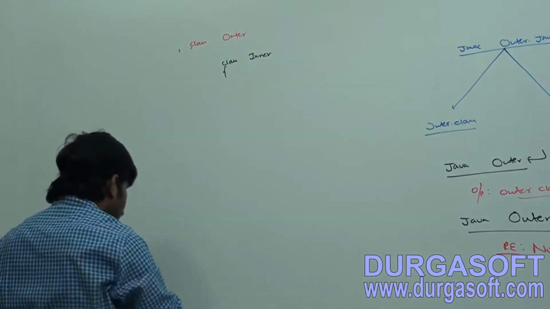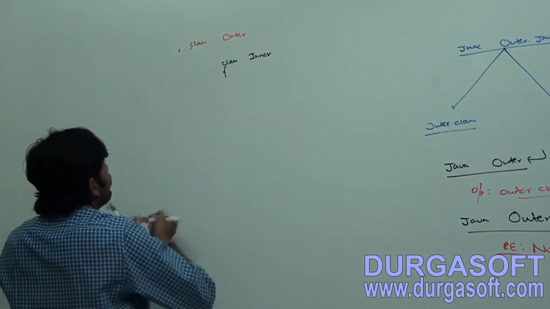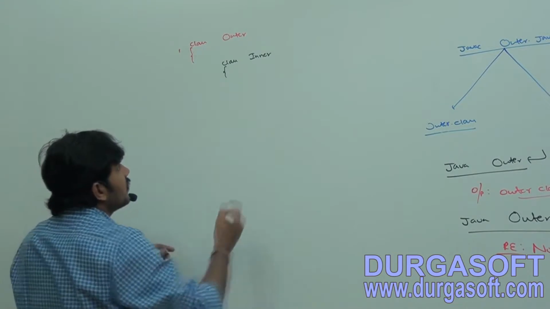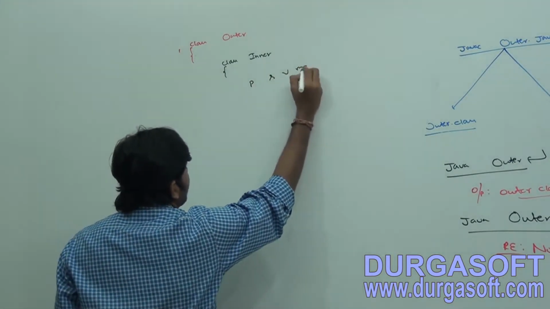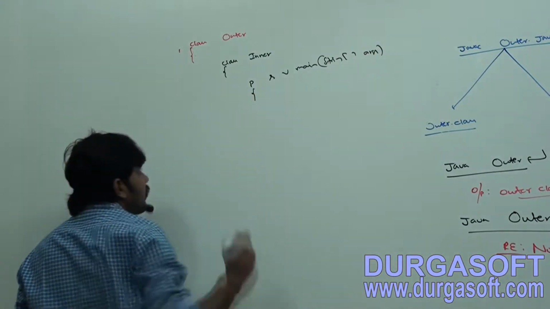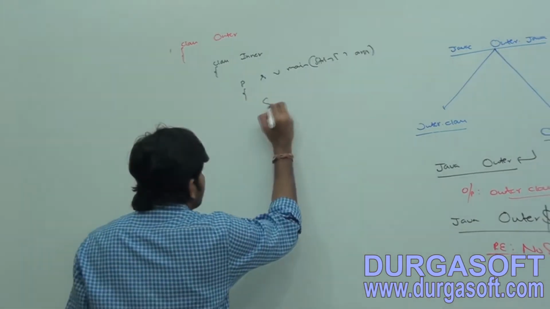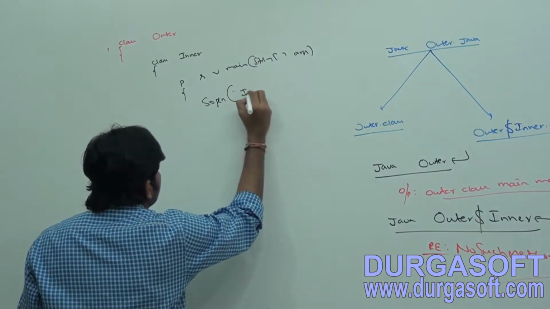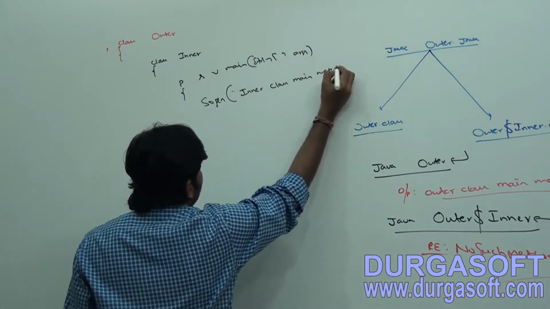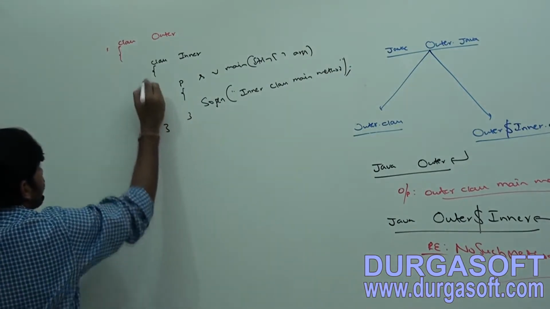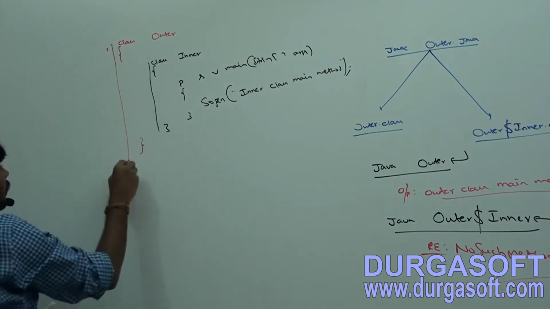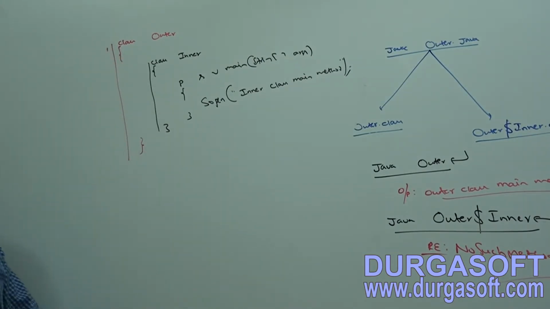Class Outer, and within that class Inner, and inside the inner class I want to take the main method, public static void main(String[] args). System.out.println("inner class main method"). End of the inner class, and then end of the outer class.